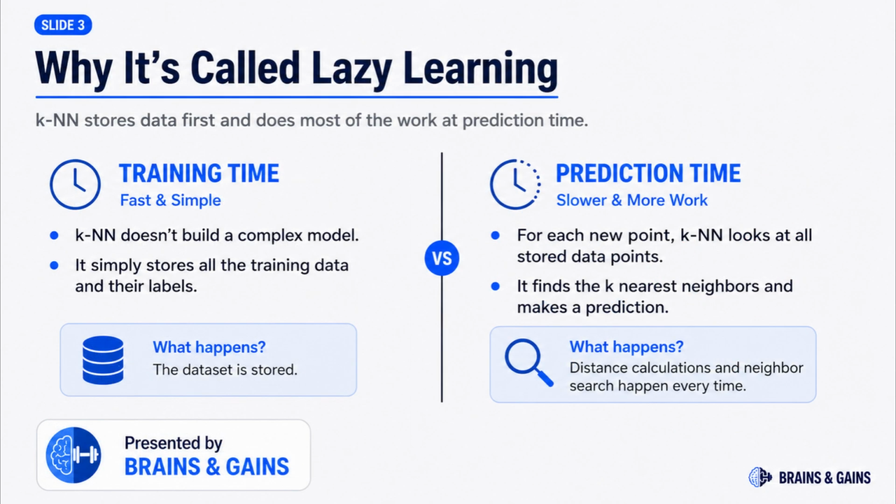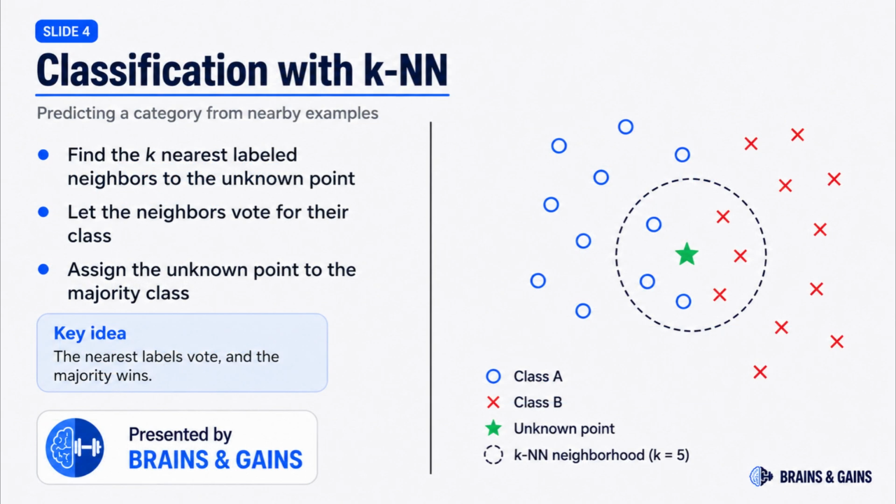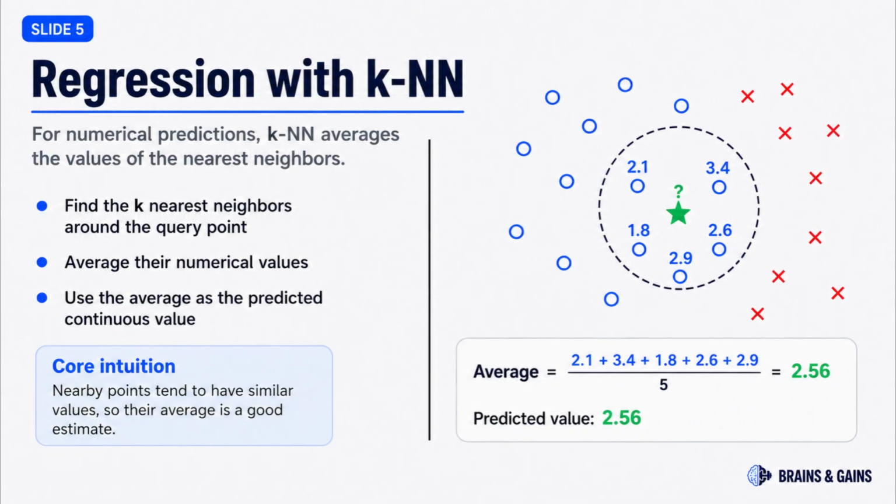KNN is called lazy learning because it does very little model fitting up front. Most of the real work, including distance calculations and neighbor searches, happens when a prediction is requested. For classification, KNN finds the nearest labeled examples around an unknown point. Those neighbors vote, and the class with the most votes becomes the prediction. KNN also handles regression. Instead of voting on categories, it finds nearby observations with numerical targets and typically averages those values to predict a new continuous value.